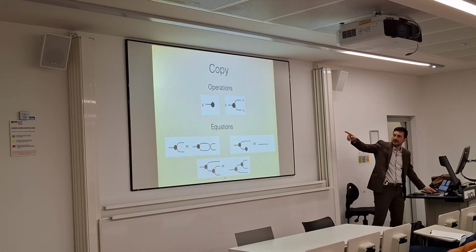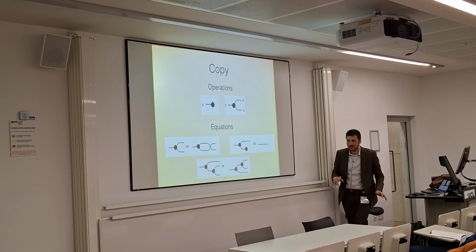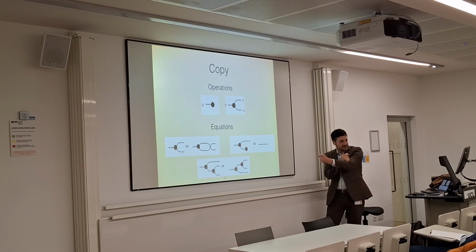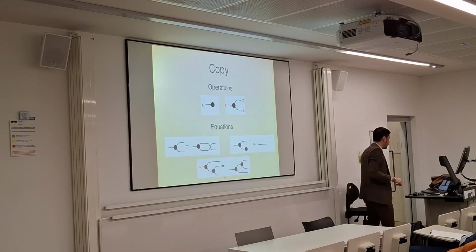So the first one is a discard. You see that I get any x and I discard it. The second one is a copy, so I get an x, and on the right, you see I duplicate the value x. The equations now are quite similar, but you see they are rotated. They are reflected, corresponding to the ones of the monoid structure.